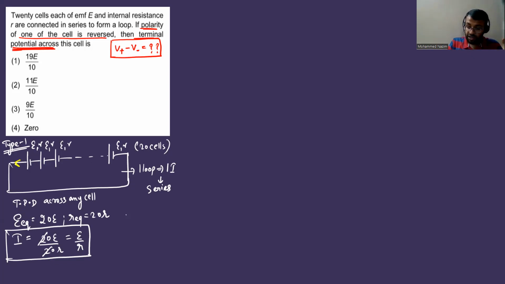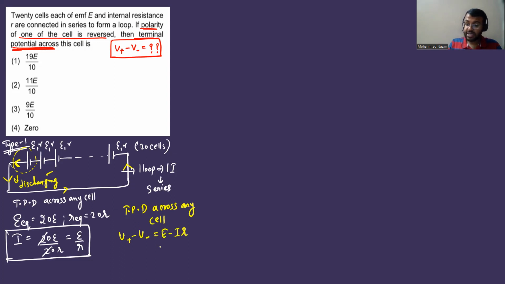So if I take the current flowing from the positive terminal of this cell, can you find the terminal potential difference across this cell now? Can you find the terminal potential difference across one cell? So I can write here: terminal potential difference across any cell. If you see this cell, what is it doing? Current is leaving the positive terminal, so it is in the discharging mode. And in that case, the terminal potential difference is given by E minus IR.